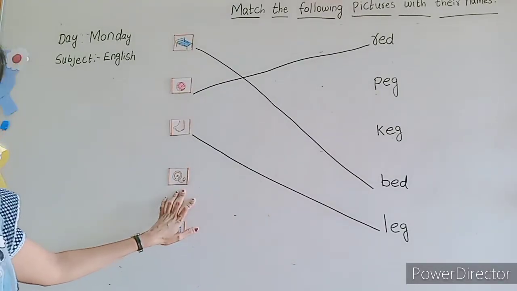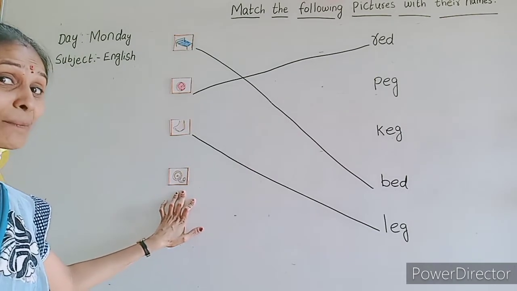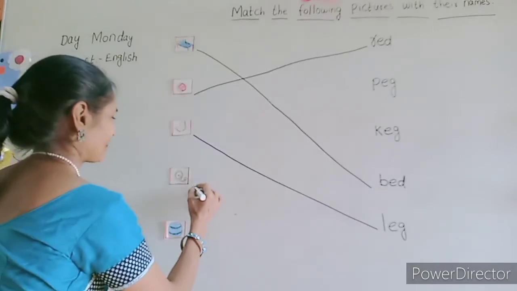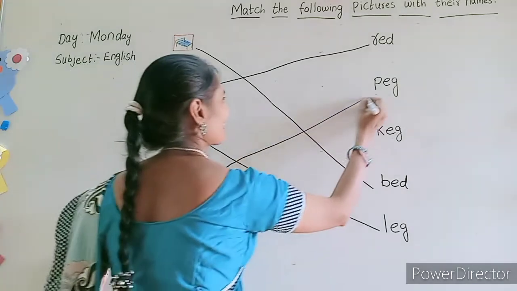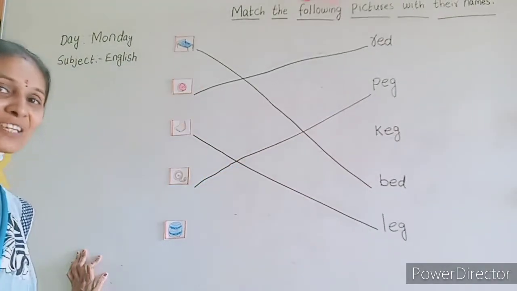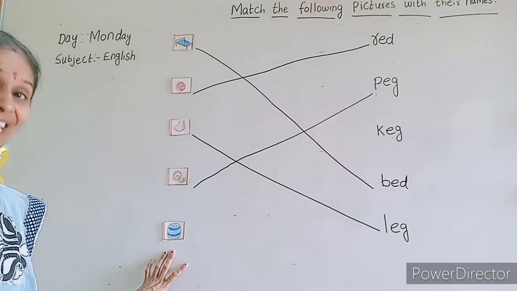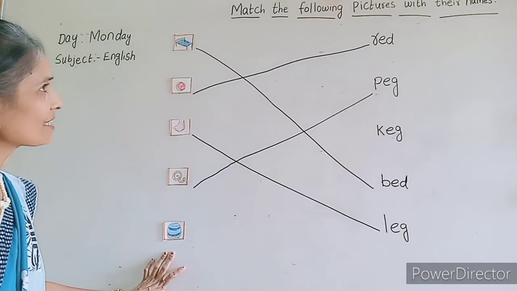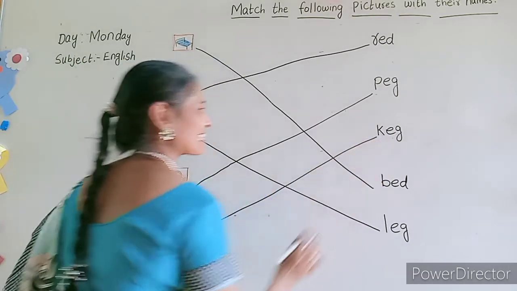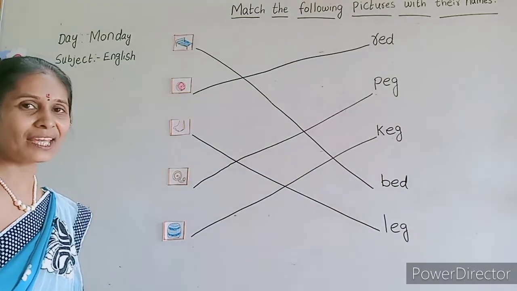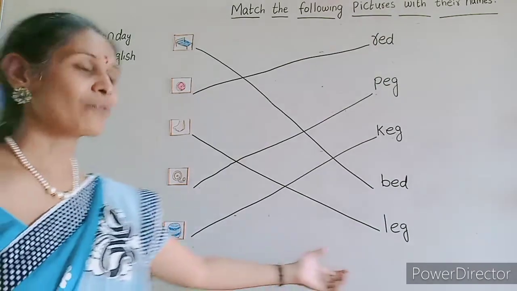Yes. Now what is this? Yes, this is P-E-G, peg. Now search for the spelling. Yes, here it is. P-E-G, peg. Okay. Now the last picture is cake. Where is it? Yes, here it is. K-E-G, cake. Okay. Like this way you have to match all the pictures along with the spelling.